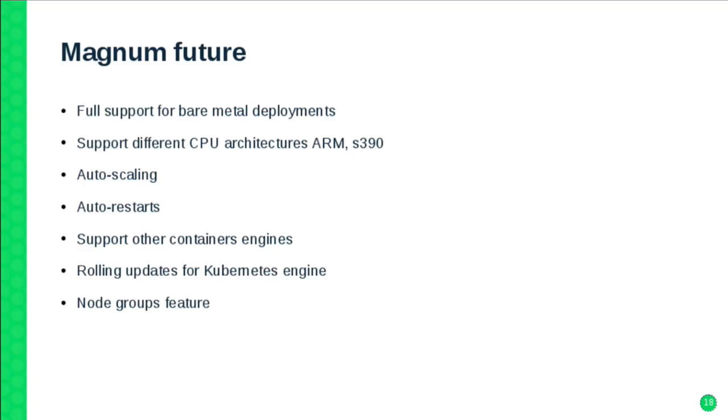And the newest feature, which will be implemented for the next release probably, will be something like rolling updates. So we will be able to upgrade the container orchestration engine, in our situation it will be Kubernetes, with no downtime.